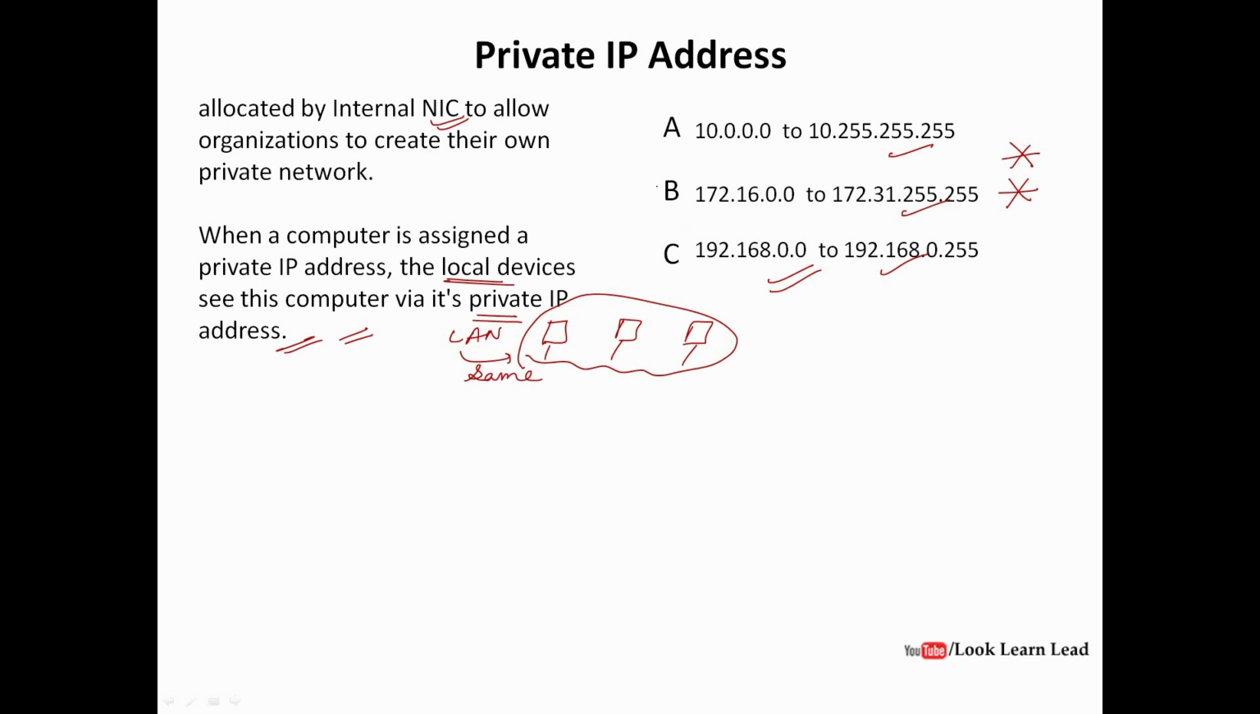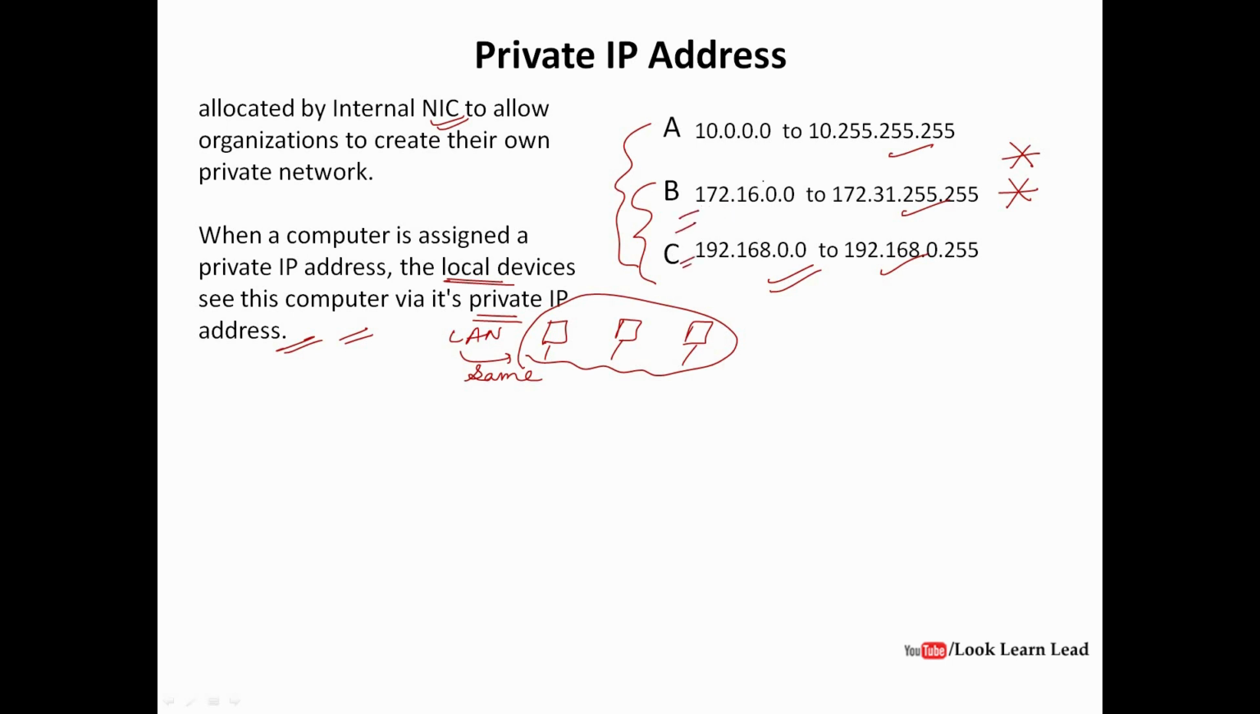Your system would have an address in this range only, because it is not directly connected to the internet. If it were directly connected to the internet, it would not be in this range. It would have a public IP address.